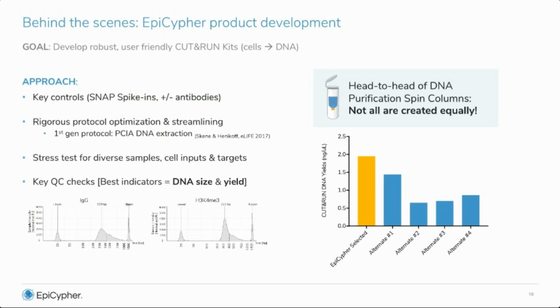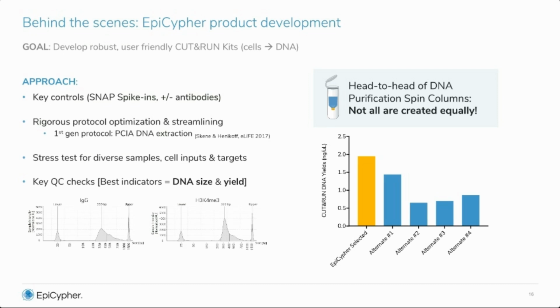So now that we have those defined spike-in controls that enable you to confirm your assay works, we have very robust positive and negative control antibodies. We set out to develop user-friendly, streamlined kits to enable people to do CUT&RUN in labs all over the world. And we started out trying to streamline the protocol, and I'm glad Lori gave an introduction to phenol-chloroform-based DNA extraction, because this is the first generation protocol that was developed by Skene and Henikoff to isolate DNA at the end of CUT&RUN. And as Lori mentioned, it's a very robust historical approach, but it's not the most user-friendly.